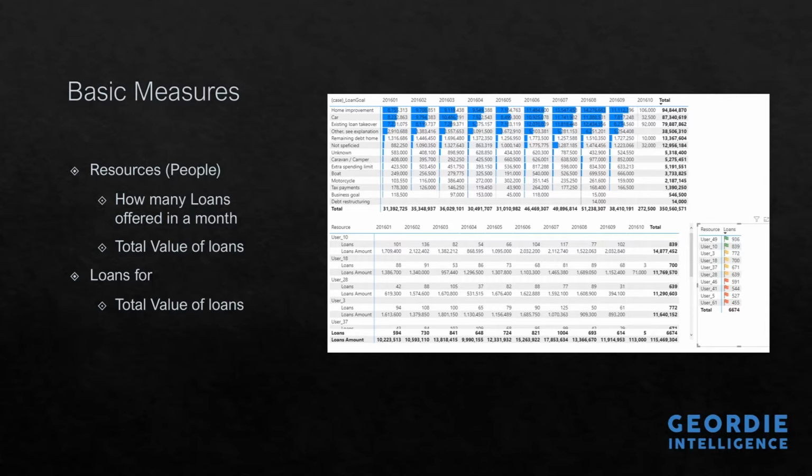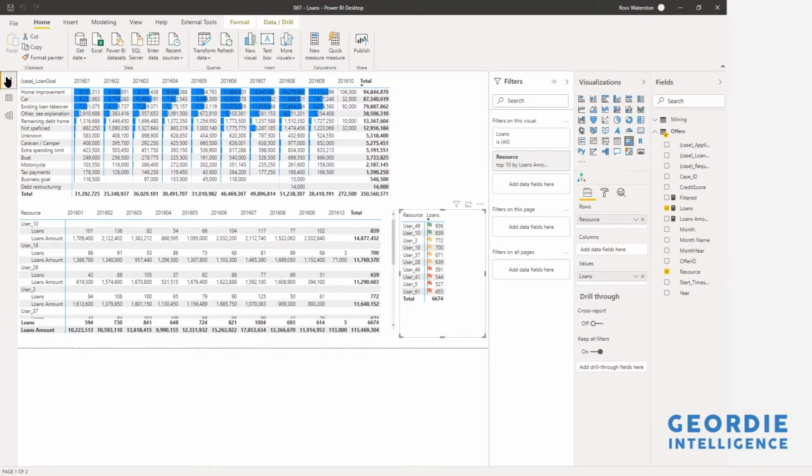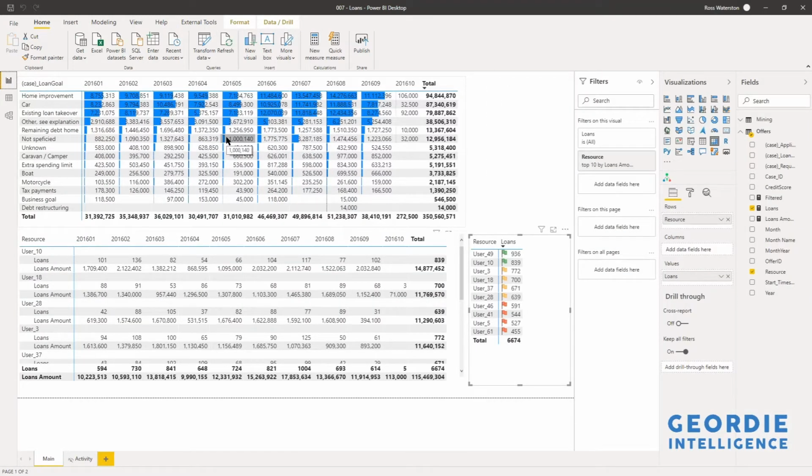So far, so good. Champion. Let's get into Power BI. So here we are in Power BI. You can see where we were last week. We've got a table here that we've built. The measures that I've written are pretty simple.